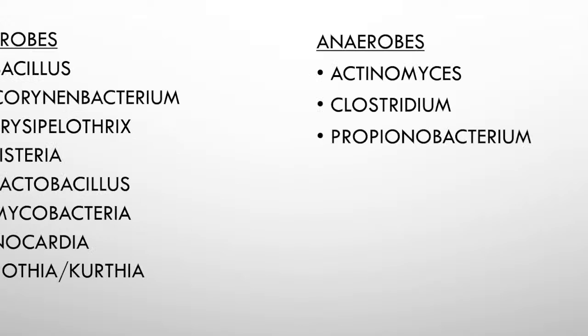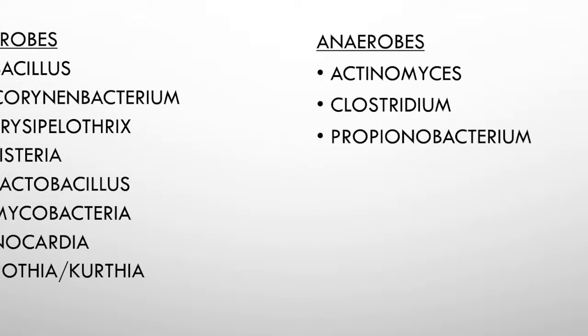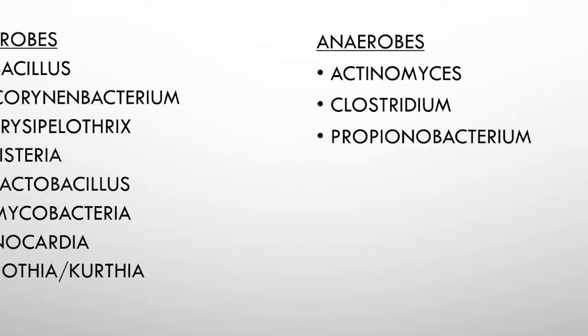These are gram positive organisms. So all bacilli are gram negative except for these 11. We'll start with anaerobes: Actinomyces, Clostridium, Propionibacterium. Aerobes, we have Bacillus, Corynebacterium, Erysipelothrix, Listeria, Lactobacillus, Mycobacterium, Nocardia, and Kurthia, Rothia. I know there's a lot of things to remember, but I want you guys to be acquainted which one of them is aerobes and which one of them is anaerobes. So out of the 11, the anaerobes, we will only discuss 3. Actinomyces, Clostridium, and Propionibacterium. Okay?